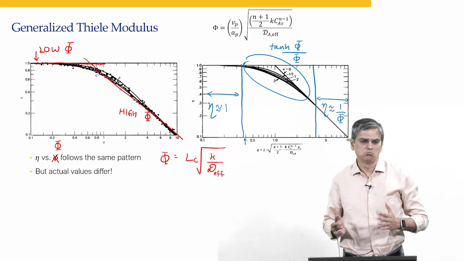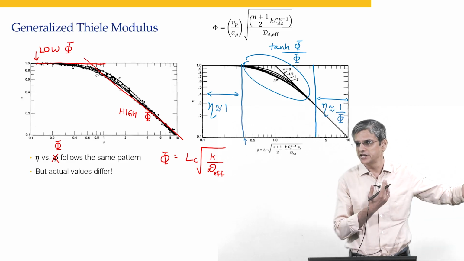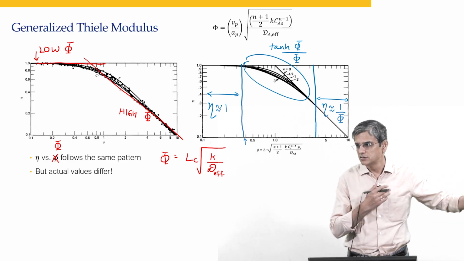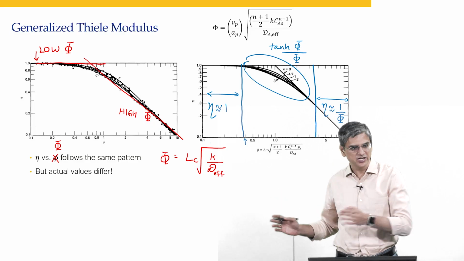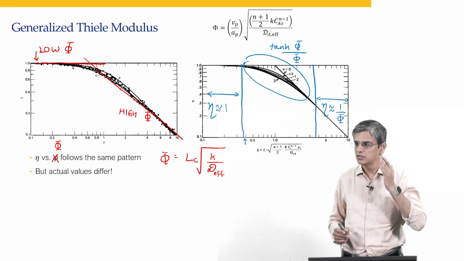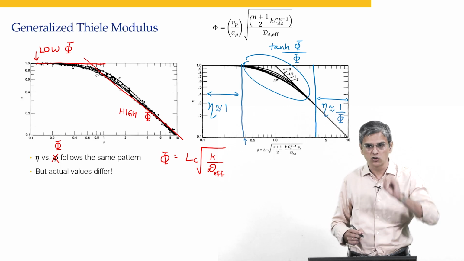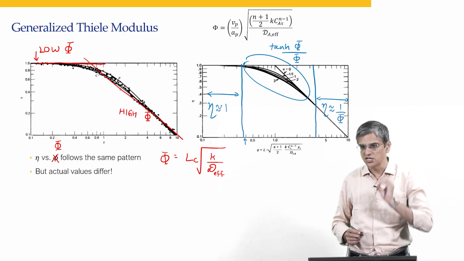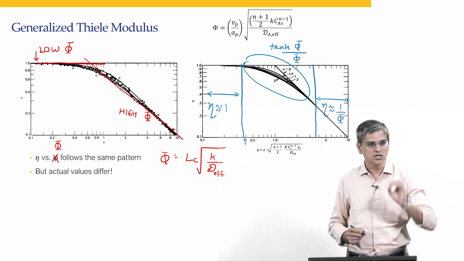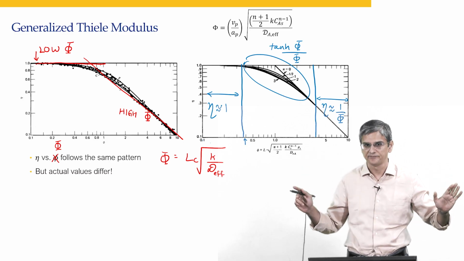To be on the safer side, for less than 0.35, take your eta equal to 1. Greater than 3.5, take your eta equal to 1 by phi. Anything in between, you compute tanh phi divided by phi. We are talking about capital phi, the generalized Thiele modulus, or both capital phi and small phi if it is a rectangular slab.